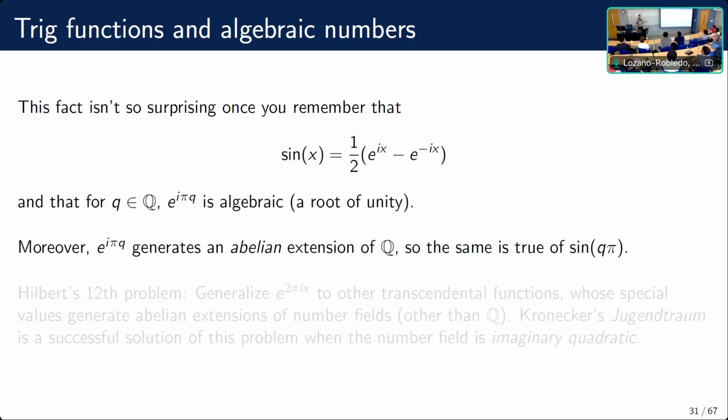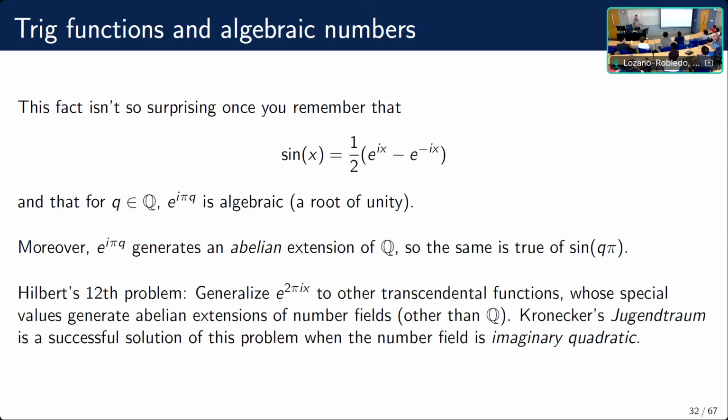So it's funny that Hilbert's problems came up because here's another one. So we already learned about Hilbert's 10th. Here's Hilbert's 12th. So motivated by this, can we generalize e to the 2 pi i x to other functions, other transcendental functions, so that specializing x in some way generates extensions of number fields, especially the abelian ones?